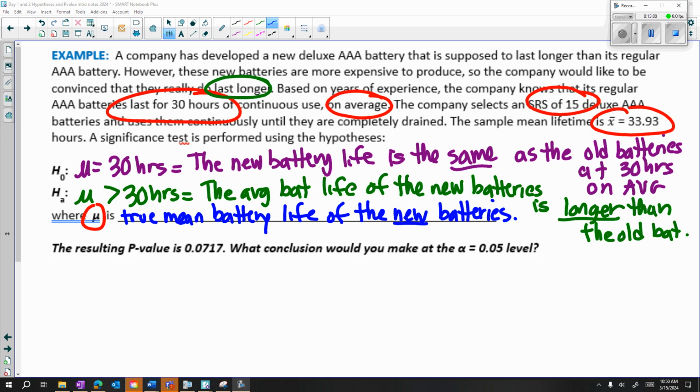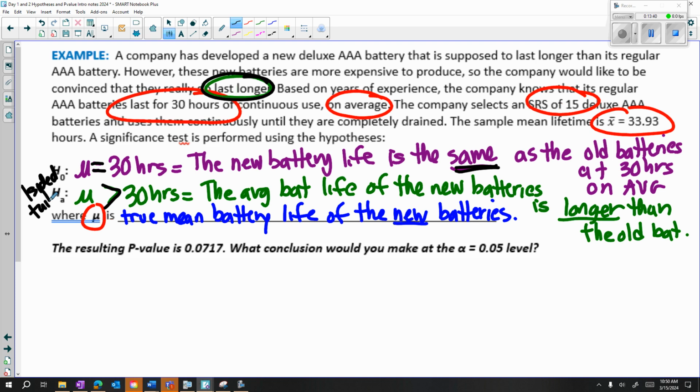Okay, so here are my hypotheses. Let's see if you got it right. The null is always an equal sign, so hopefully you put an equal sign. Mu equals 30. The new battery life is the same, or no change from the old batteries at 30 hours. And then the alternative is what they're trying to prove. They're trying to prove that the new batteries are going to last longer than 30 hours, so I put a greater than sign. This is called a one-sided tail. You still use mu and you still use 30. You just flip the sign to be greater than.